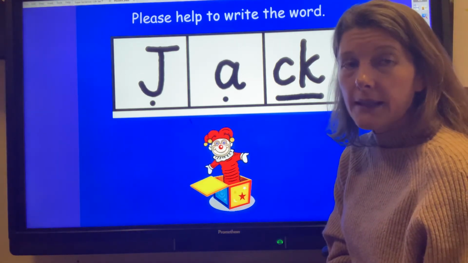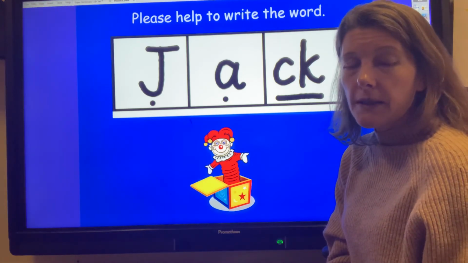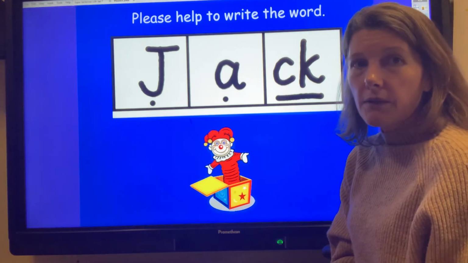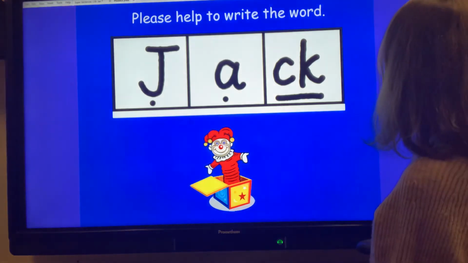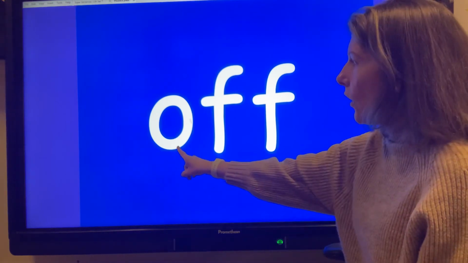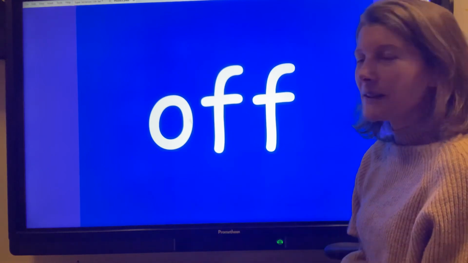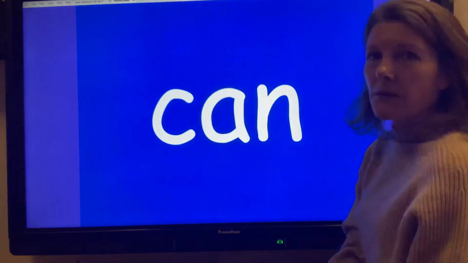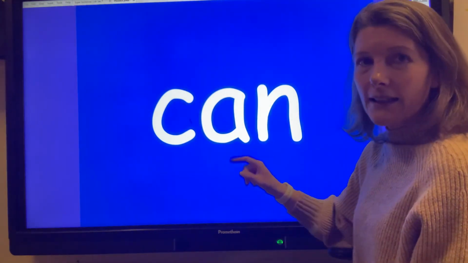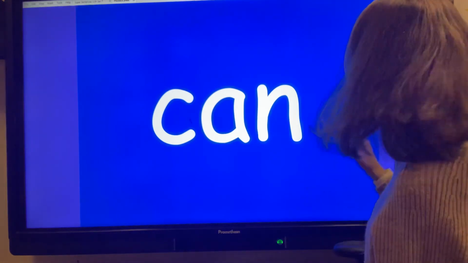Now we're just going to practice reading a couple of high frequency words. These are all the ones that you will hopefully be able to recognise by sight by the time we finish reception. So let's have a quick look at some of those. So the first one is off, off, off. Well done. Then we've got can. Can you read this? Yes, you can. Well done.